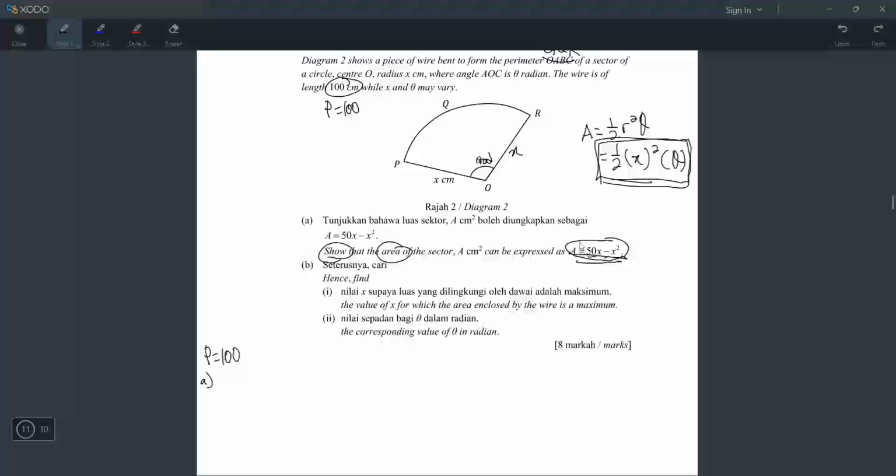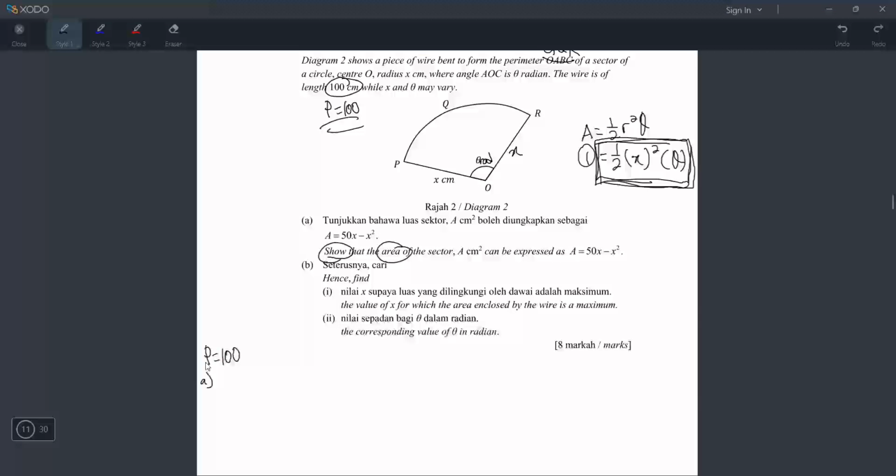So what is the difference between my answer and the answer I want? What is the difference here? The answer that they want me to show is in terms of x, but my one is in terms of x and theta. That's the difference, right? This one above is in terms of x and theta, but this one is in terms of x only. So what I have to do is find the theta, right? I have to make the theta disappear, right? And how to do that? Use the perimeter. That's why they give you this information, to find the theta.